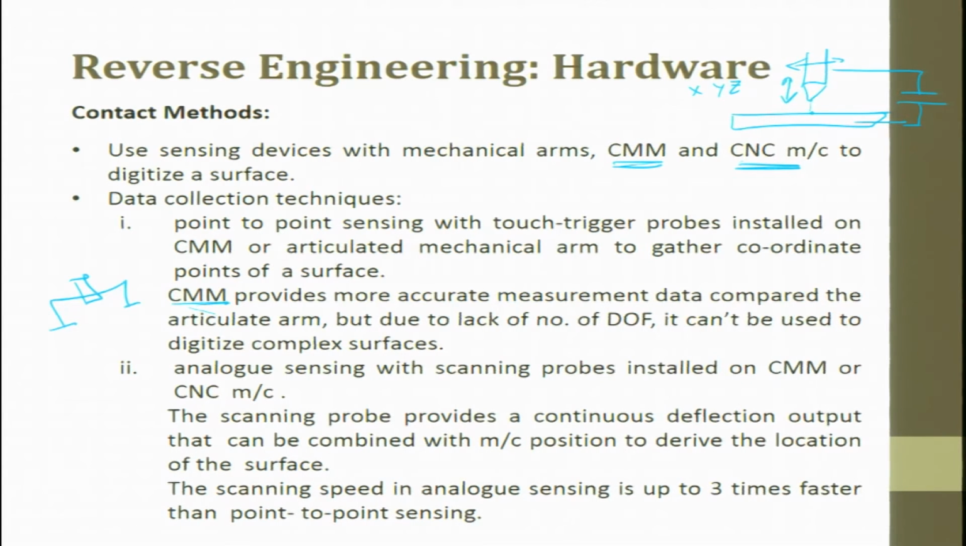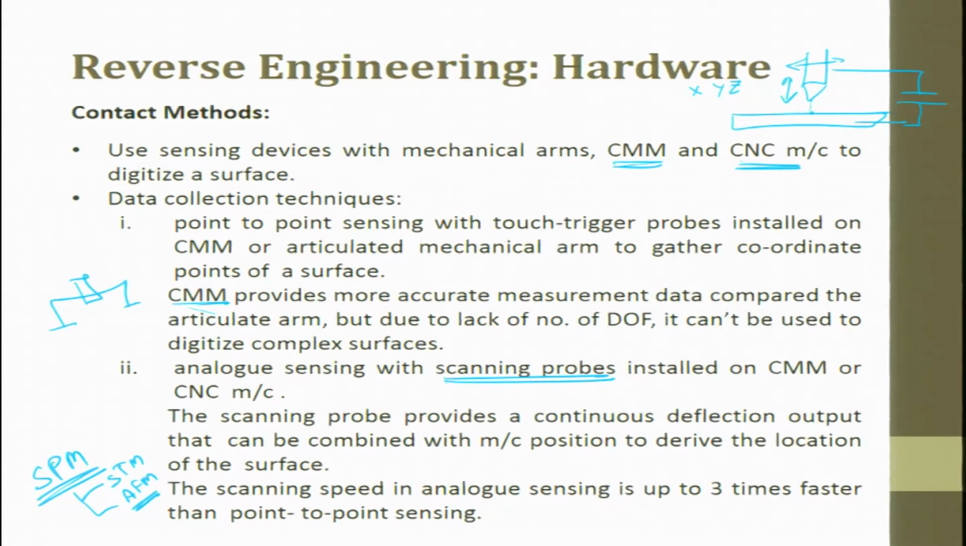Analogous sensing uses a scanning probe installed on a CMM or CNC machine. The scanning probe provides a continuous deflection output that can be combined with the machine position to derive the location of the surface. Scanning probe means a probe keeps scribing on the surface without touching it. A scanning tunneling microscope is a scanning probe; they are called SPM, scanning probe microscopes. In this category come the scanning tunneling microscope and the atomic force microscope. All these can also be thought of in reverse engineering.